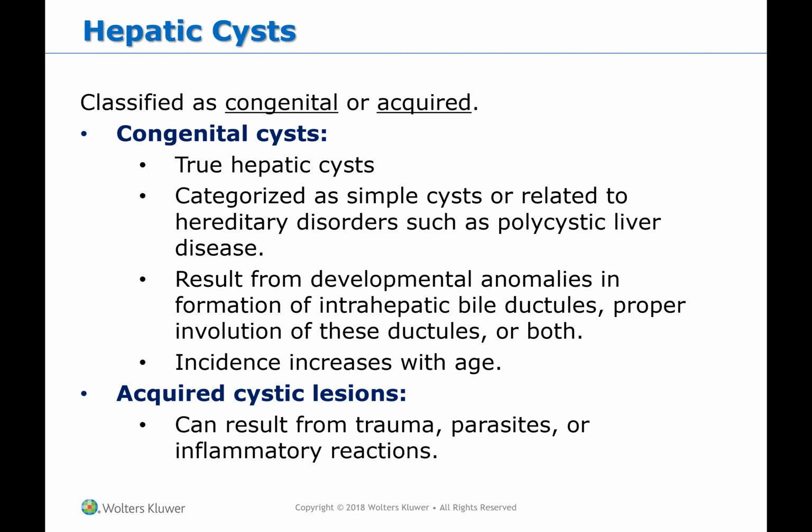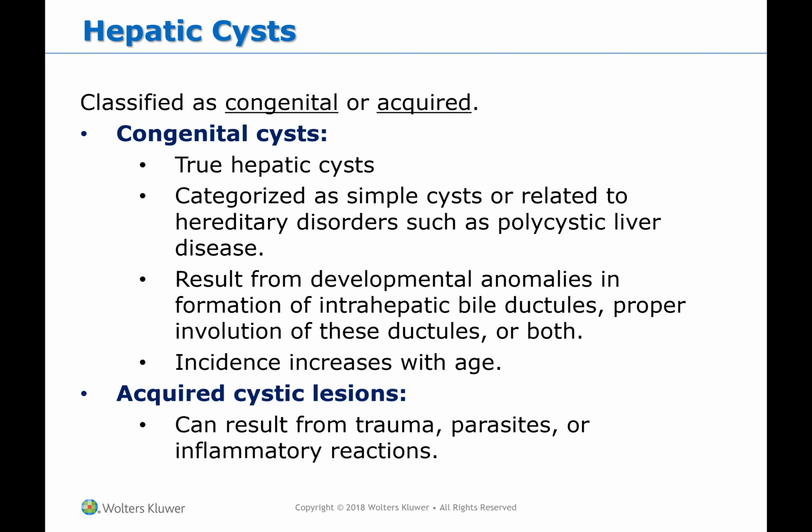Okay, what I love learning about is cysts. I don't know why. I think they're just easy. So I want to spend some time on these. There's congenital or there's acquired. Congenital cysts are true hepatic cysts. They're categorized as simple cysts or related to hereditary disorders such as polycystic liver disease. They result from developmental anomalies in formation of intrahepatic bile ducts, proper involution of the ductals, or both, and incidence increases with age.